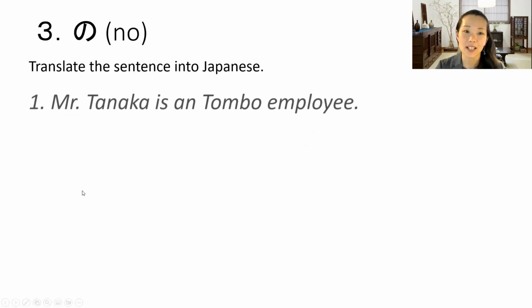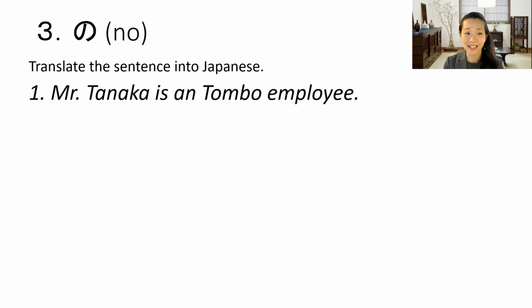Okay, I'd like you to try a translation exercise. Number 1: Mr. Tanaka is a Tombo employee. Tombo is a company name. I just made it up, by the way. Start.